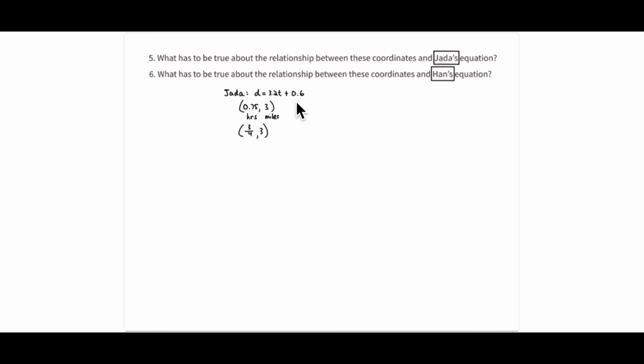So in Jada's case, this is her equation. If you use 3/4 of an hour in Jada's equation, you're going to calculate that the distance that she walks from the parking lot when Han turns around is going to be 3 miles, because 3/4 of 3 2/10, 32 divided by 4 is 8, 3 times 8 is 24, so this is 2 4/10. You're going to calculate a distance of 3 miles.